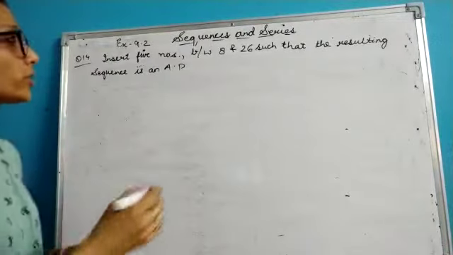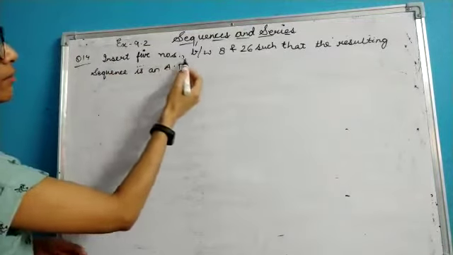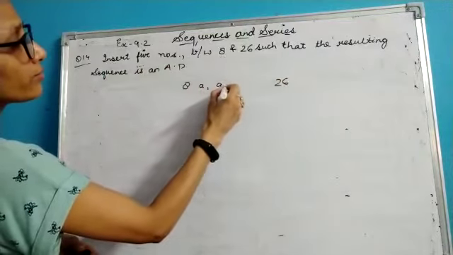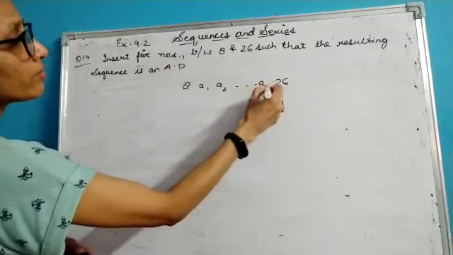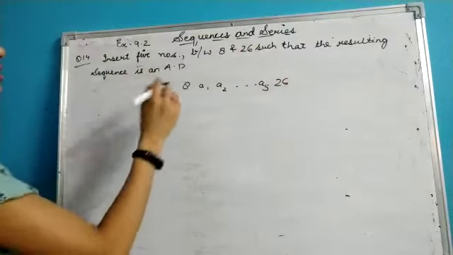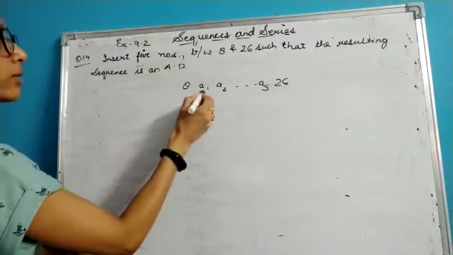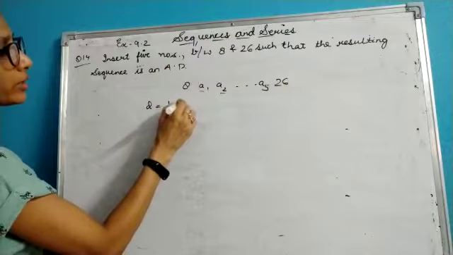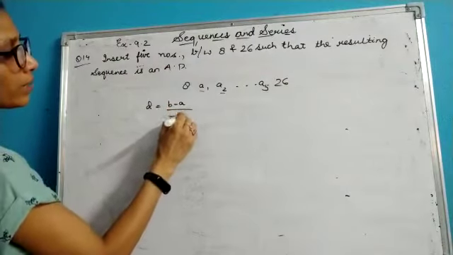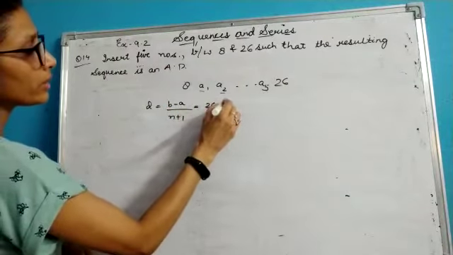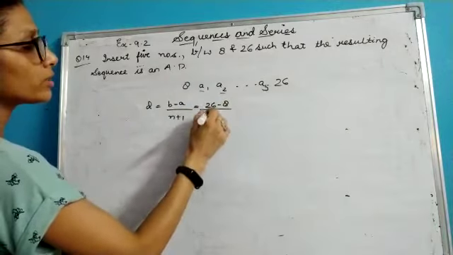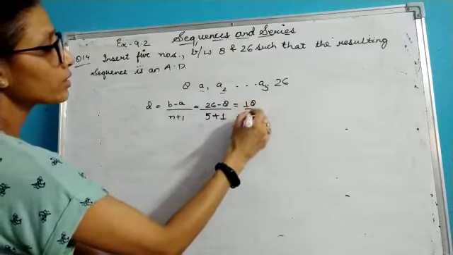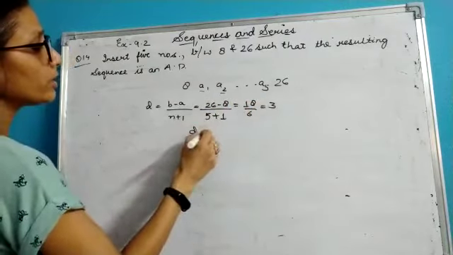Now see this question children, it is given: insert 5 numbers between 8 and 26, such that the resulting sequence is an AP. So we need to calculate these 5 numbers. So let's find out first of all D, which can be written as (B minus A) upon (n plus 1). B is 26, A is 8. Number of terms you are inserting is 5, plus 1. So this will be 18 by 6, which is equal to 3. So D equal to 3.